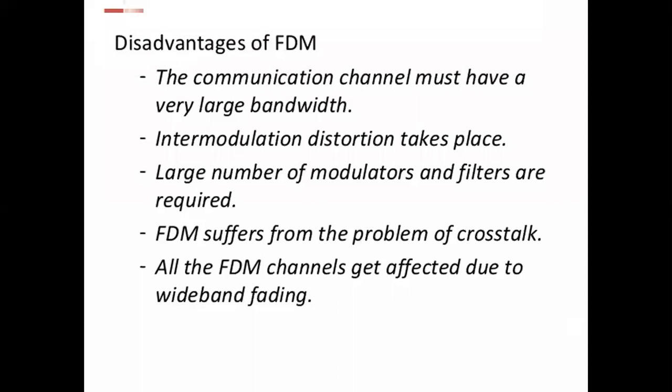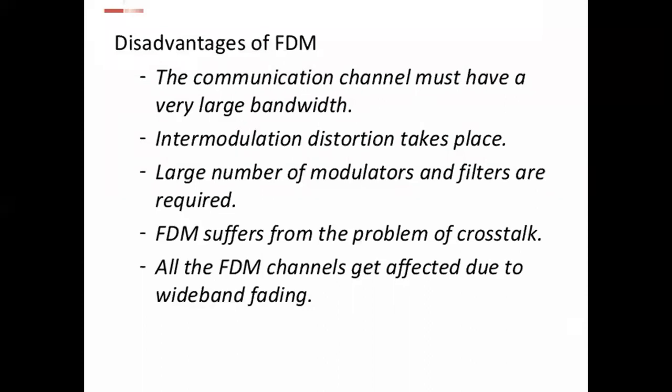The communication channel must have a very large bandwidth. This is one of the disadvantages. By using FDM, each channel has its own frequency. If you want to transmit 10 channels, you add all these 10 frequencies along with guard bands, so the bandwidth is very large. Intermodulation distortion takes place, or intersymbol interference also arises. The third one is that a large number of modulators and filters are required.